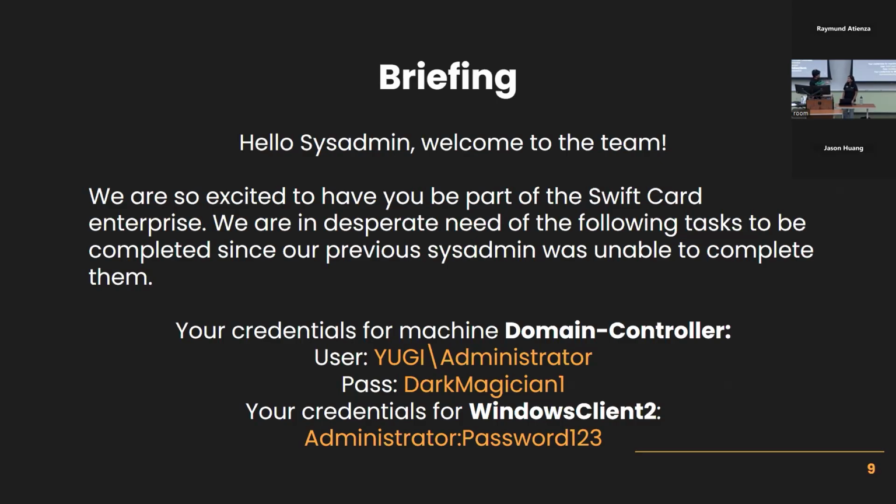Those of you who have access to the workshop itself, we have three machines. The first machine says domain controller, but on the Proxmox it says Server 2019. You're going to be using that machine for the most part for Active Directory tasks. For the firewall and registry portion, you'd be using Windows Client 2. These are the passwords for the respective machines.